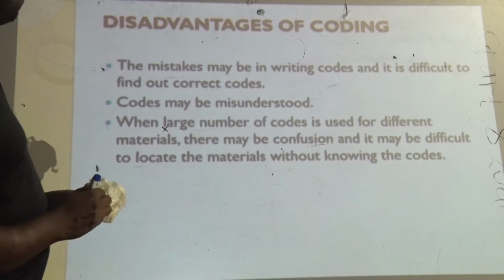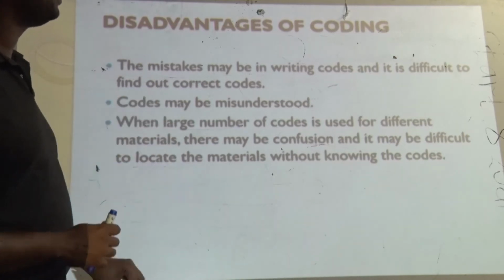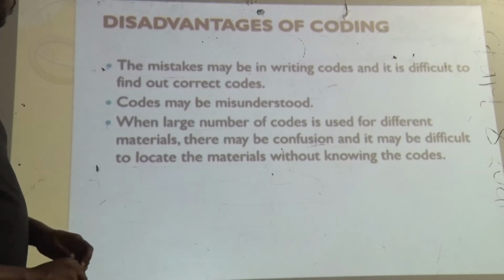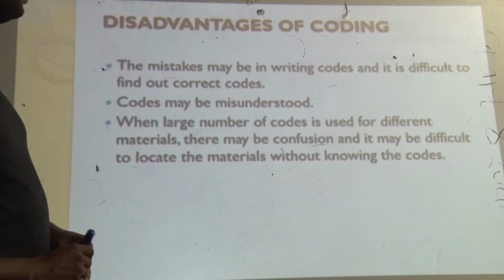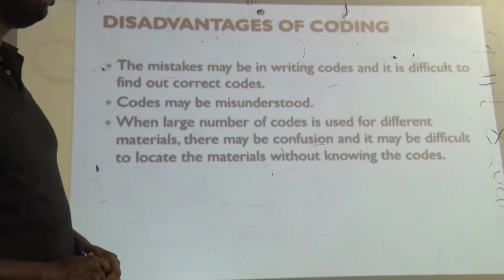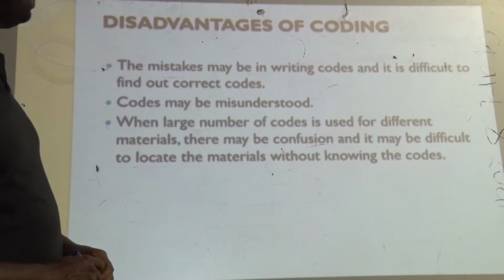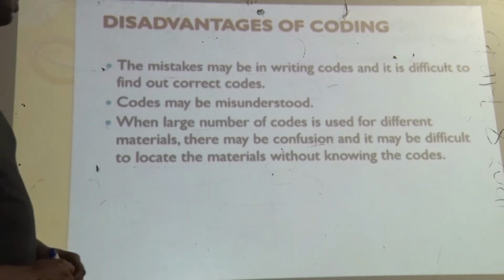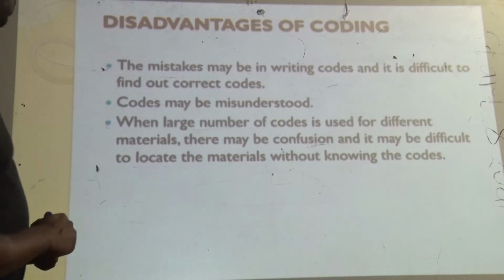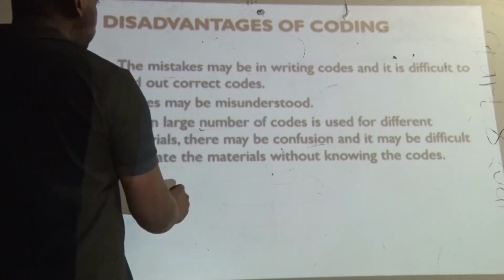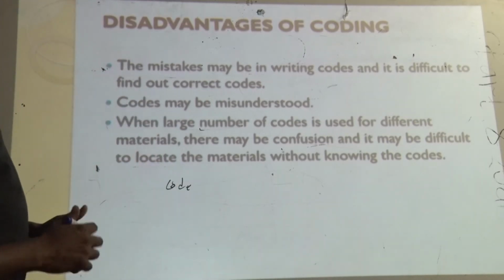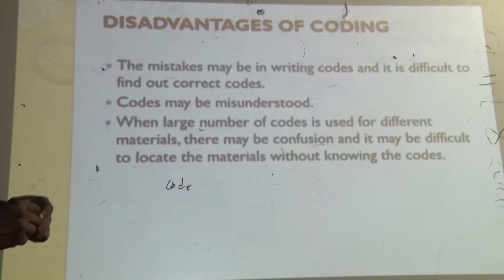So when you're coming up with a code, sometimes some people might misunderstand the code, and this can bring issues to your organization. The other thing is that when a large number of codes is used for different materials, there may be confusion, and it may be difficult to locate the materials. So when you have a large number of codes, it is always very difficult for you. Therefore, when you're coding your materials, it is very important for you to make the codes as simple as possible.